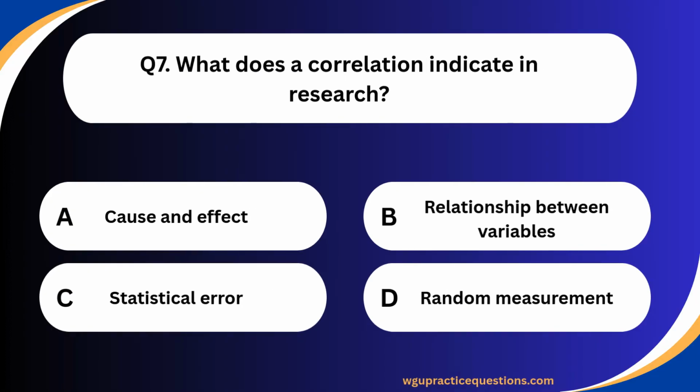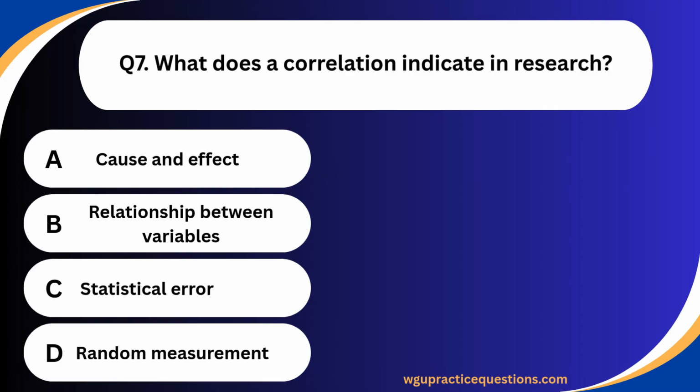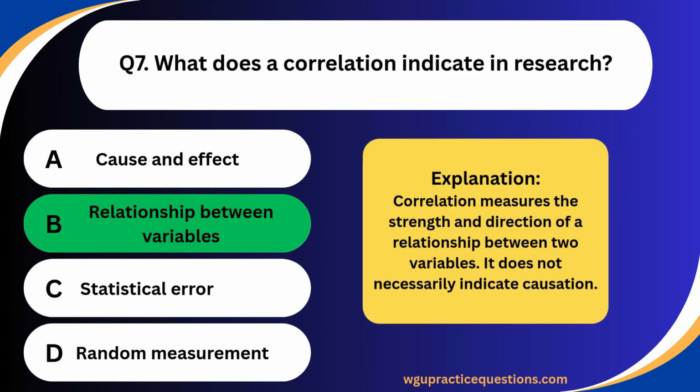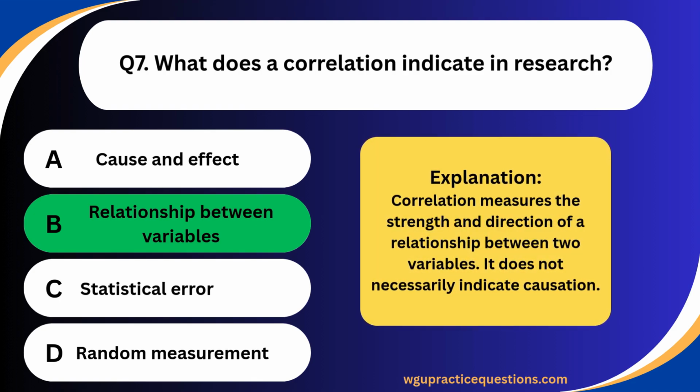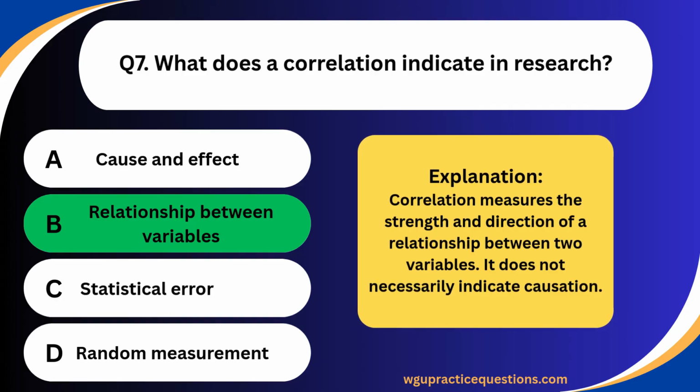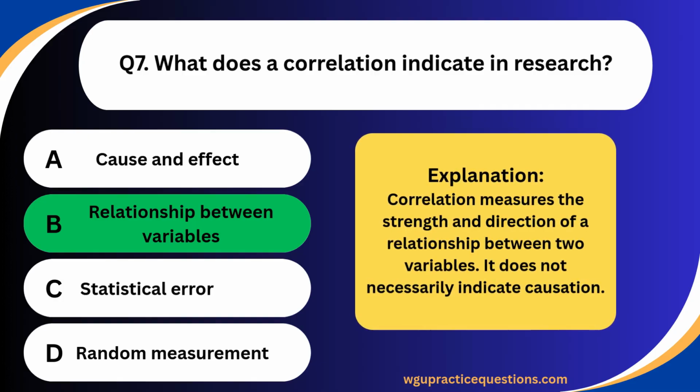Question 7. What does a correlation indicate in research? A. Cause and effect. B. Relationship between variables. C. Statistical error. D. Random measurement. Which one is the correct answer? The correct answer is B. Relationship between variables. Explanation. Correlation measures the strength and direction of a relationship between two variables. It does not necessarily indicate causation.